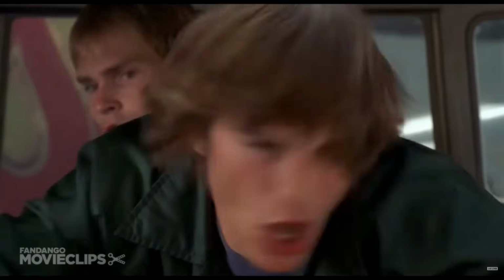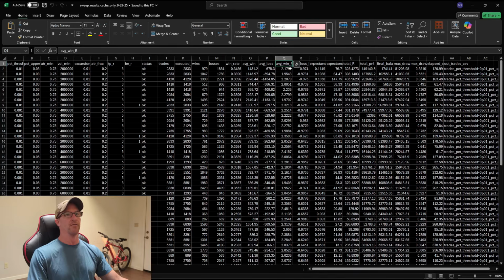Here you have the average win and average loss based on R multiples. You can see the average win was 2.1, 2.2 R if you round, and then 0.9 or almost 1 R loss, which makes sense. The expectancy is 0.11, which is not terrible, but not like a home run.